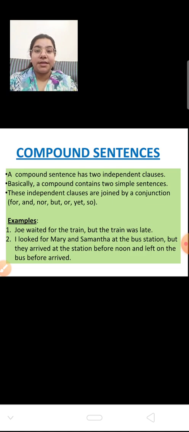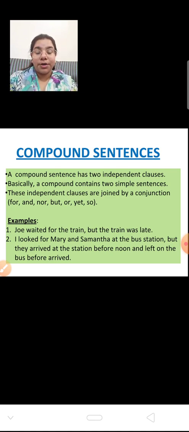That means we can say that two simple sentences are there. That means two main clauses are there, and they are joined by conjunctions, that is the joining words which join two sentences. They are known as conjunctions. So they will join the two main clauses. Now let's see a simple example of that.